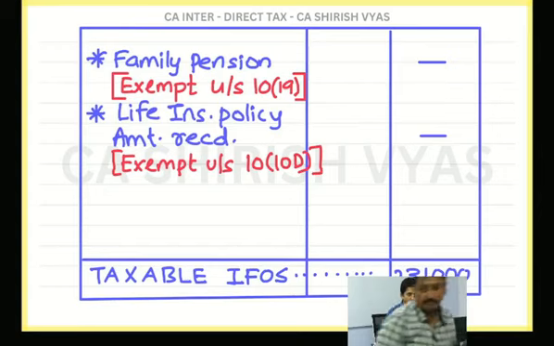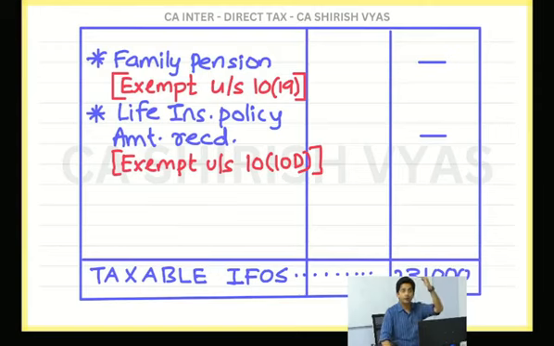Now tell me, what do you do with this total? Actually our sum is over. Yes. This will go to the main statement where you write all 5 heads of income together and then we total up and then we calculate the tax. Means you should never forget what is your ultimate goal. So 2,31,000, this question is over.